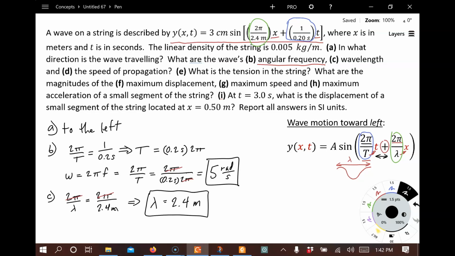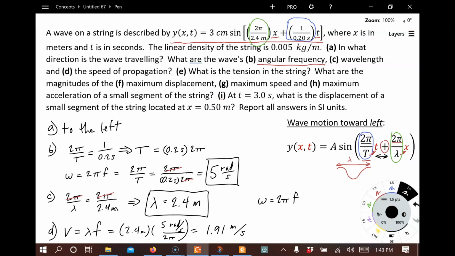Moving on to part D, we're going to use the fundamental equation that relates the speed of a wave to its wavelength and its frequency. v equals lambda times f. That's going to be 2.4 meters multiplied by, I need the frequency now, so I actually need to calculate f. f is omega over 2 pi, so 5 rad per second divided by 2 pi. That comes from the fact that omega is equal to 2 pi f, so f equals omega over 2 pi. And that gives us a value of 1.91 meters per second. Again, we drop the rads because we've multiplied by meters.